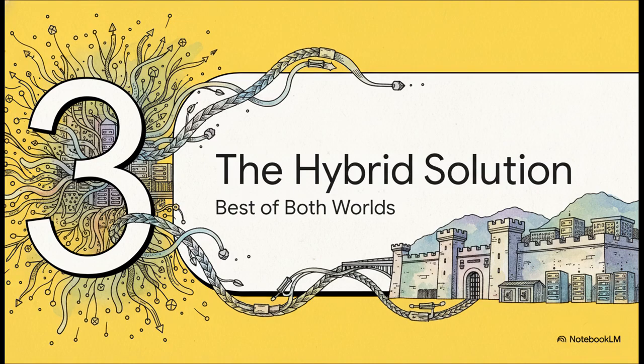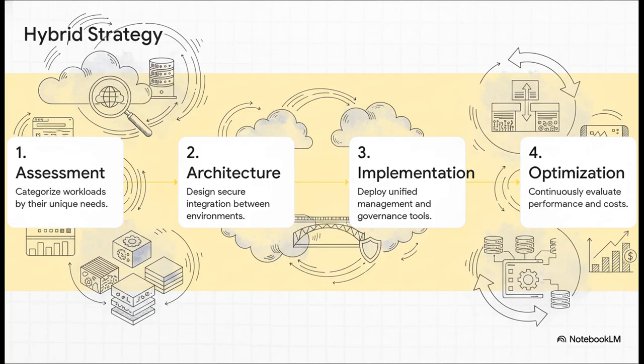Most companies have a mix of both types of workloads, and that, my friends, is where the really smart strategy comes in, the hybrid solution. Now, building a hybrid strategy isn't as simple as just using two clouds. No, it's a very deliberate process. It all starts with assessment. You have to really get to know the unique needs of every single one of your applications.